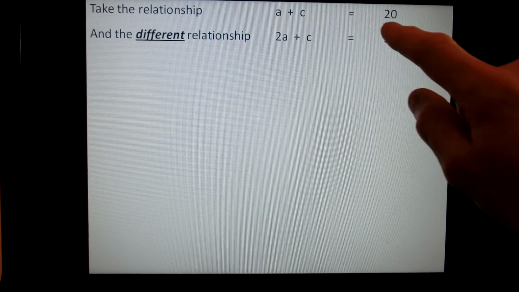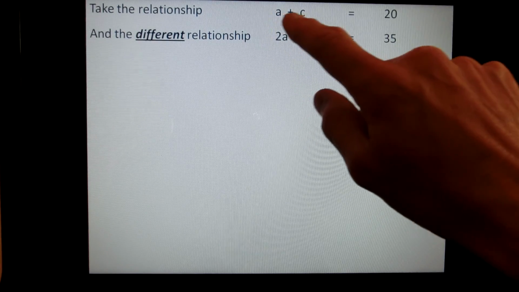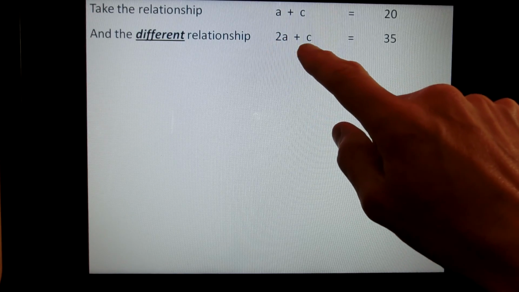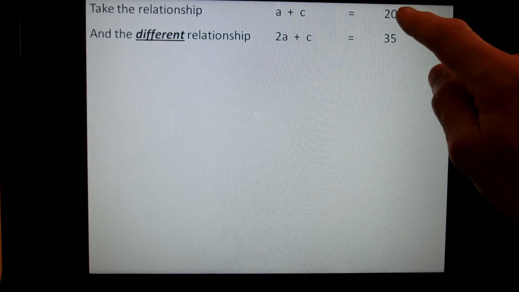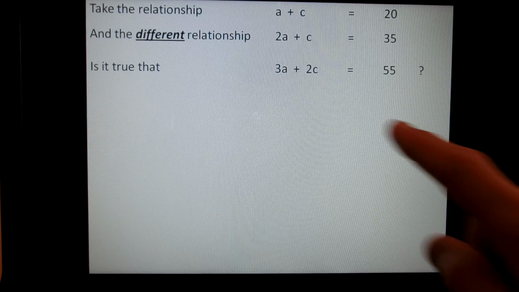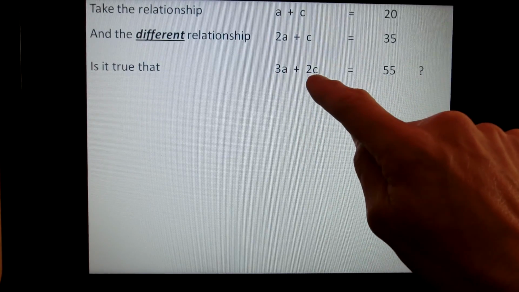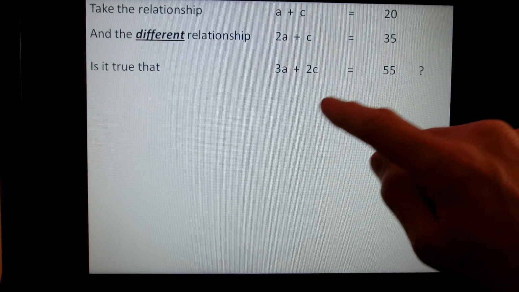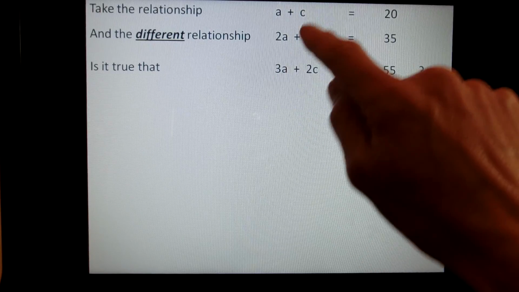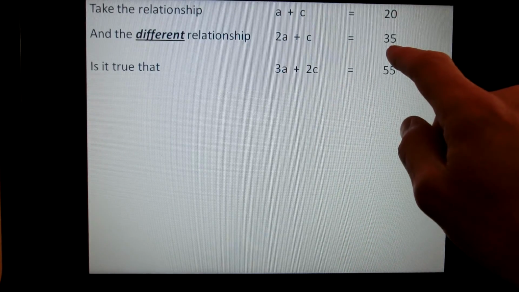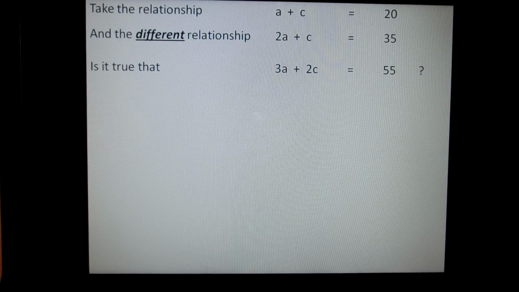So if we have this relationship and a different relationship, so one adult ticket and one child ticket cost 20, and then a family comes along and buys 2 adult tickets and 1 child ticket, and that costs £35. So one family, one relationship, a second family, and a second relationship. Is it true that 3 adult tickets and 2 child tickets will cost £55? Well, yes, it is. If they came to the ticket booth together and bought their tickets as one big group, 3 adult tickets and 2 child tickets would cost £55. What that shows is that two different relationships can be added together.